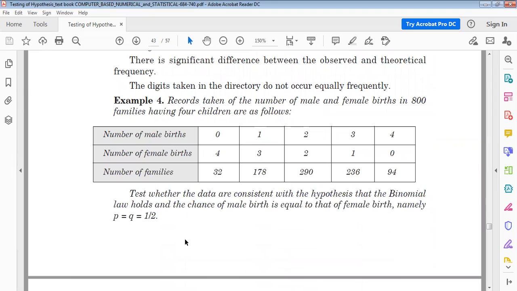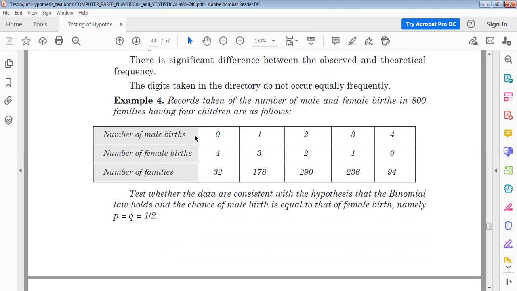Now another example, a little bit different from the previous three examples. Suppose records are taken of the number of male and female births in 800 families having 4 children, as follows. This is actually the data. Records taken of the number of male and female births in 800 families.